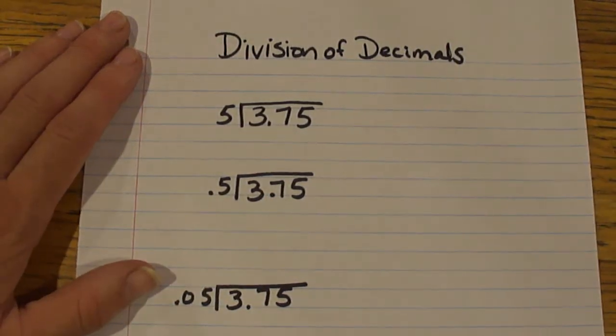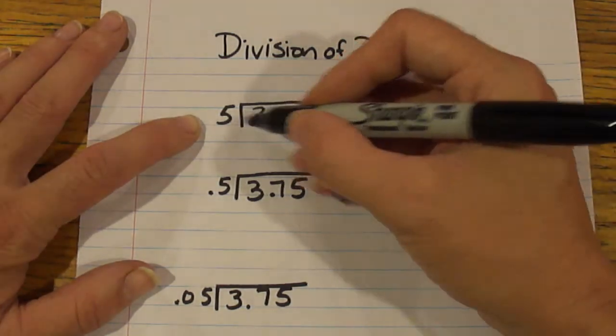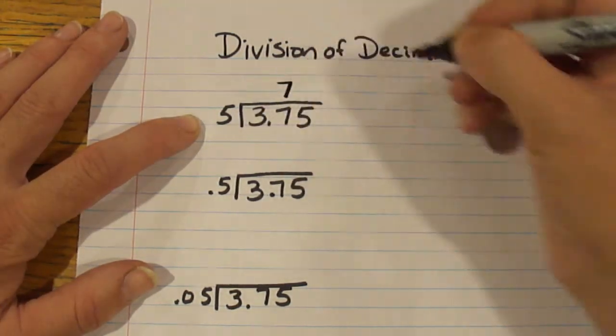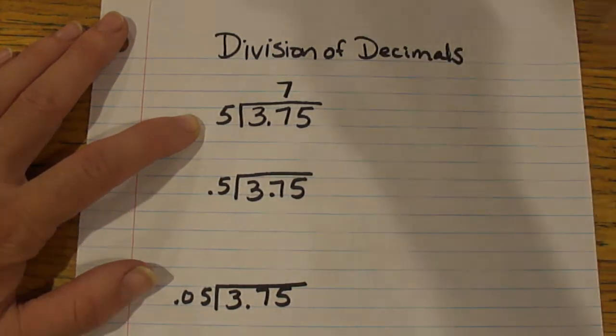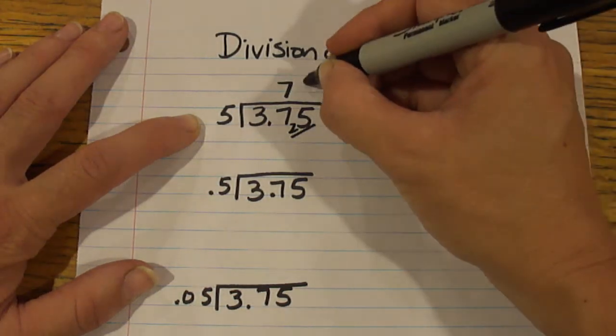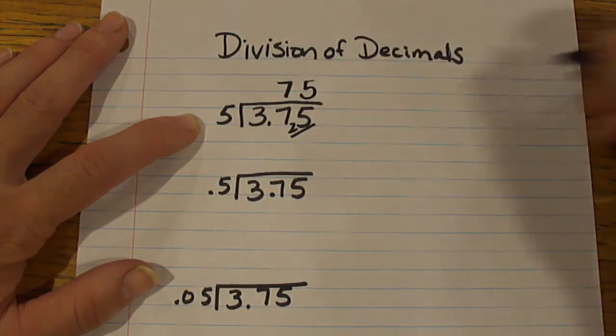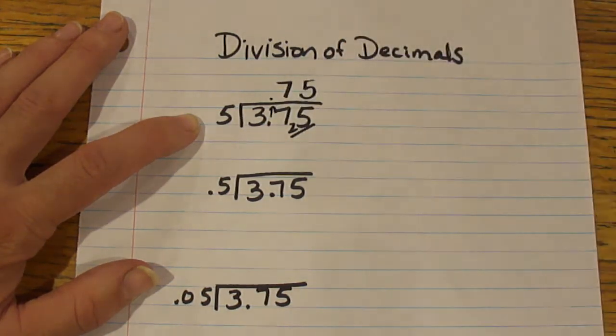When dividing with decimals, it's the same as regular division. In fact, I'm going to use short division here. 5 goes into 37 7 times, goes into 35 with 2 left over. The 2 left over means I've got 25 left to go. 5 goes into 25 5 times. The answer to this problem is 0.75 because this decimal point comes straight up.